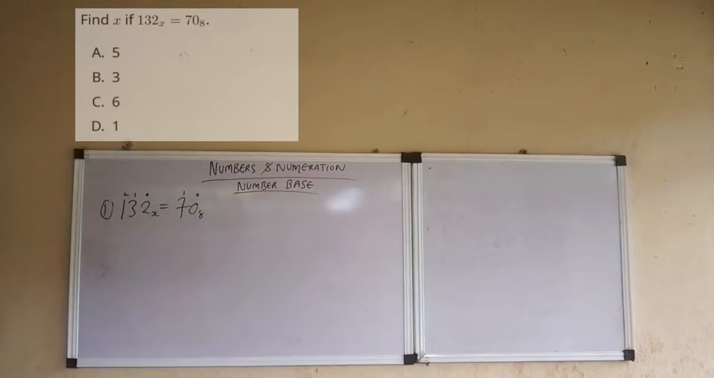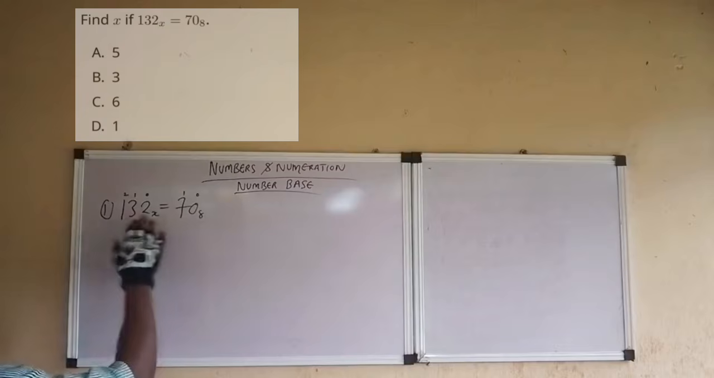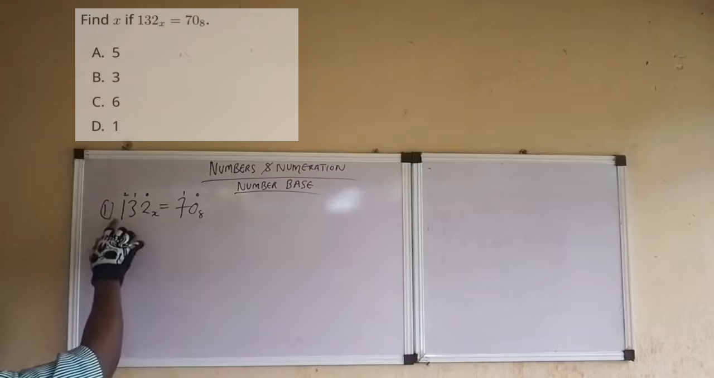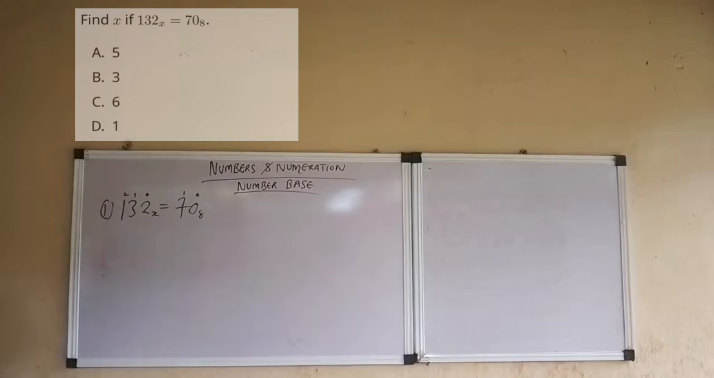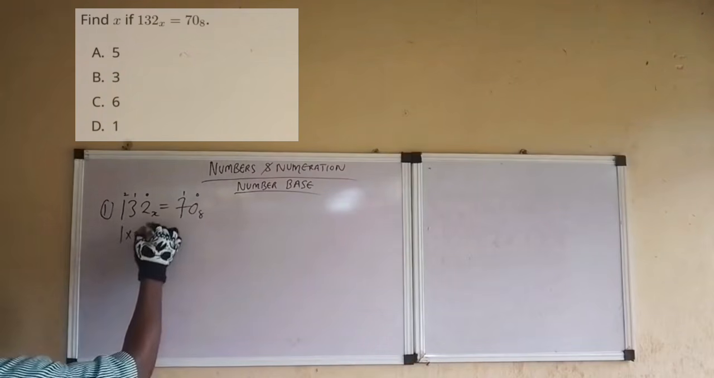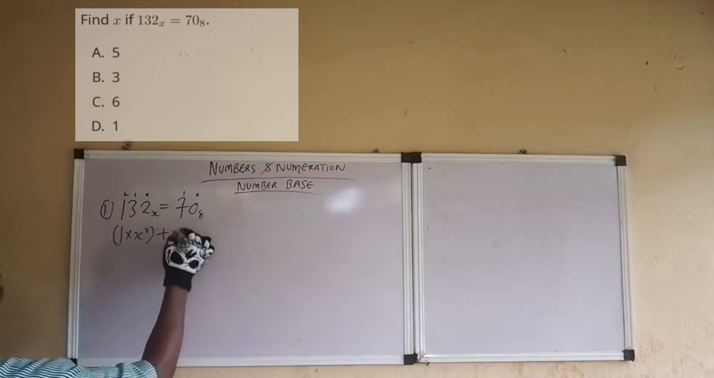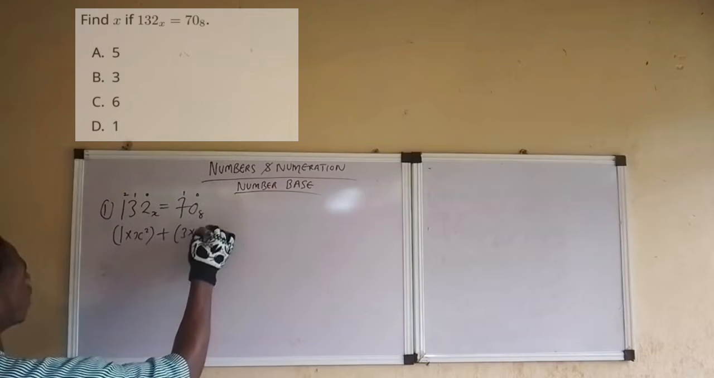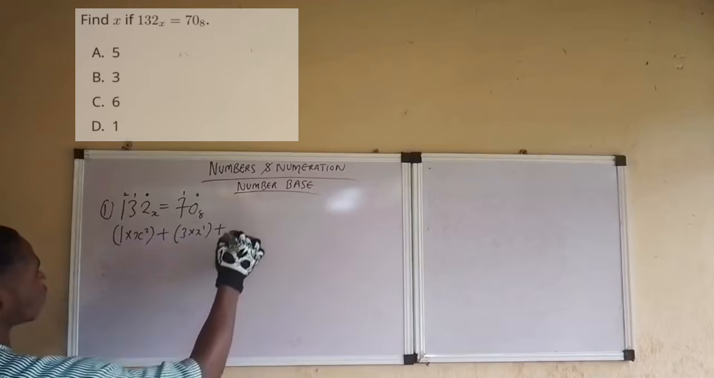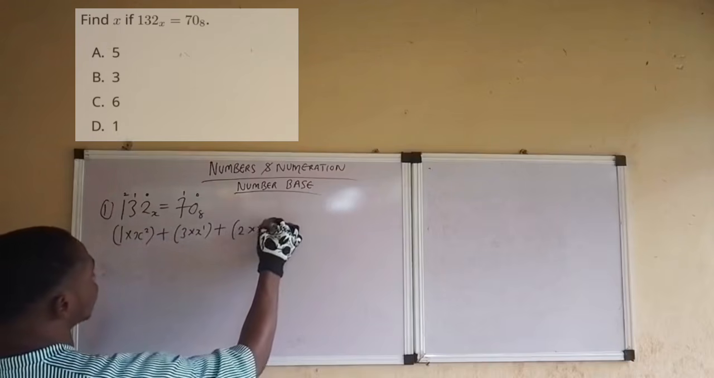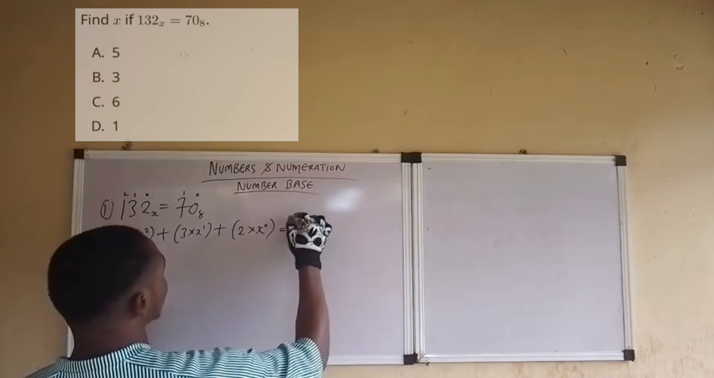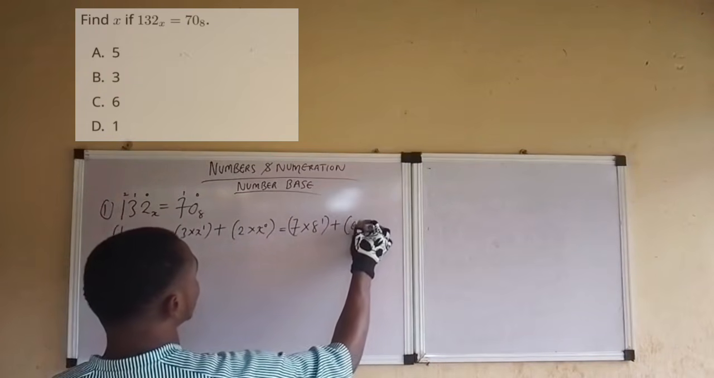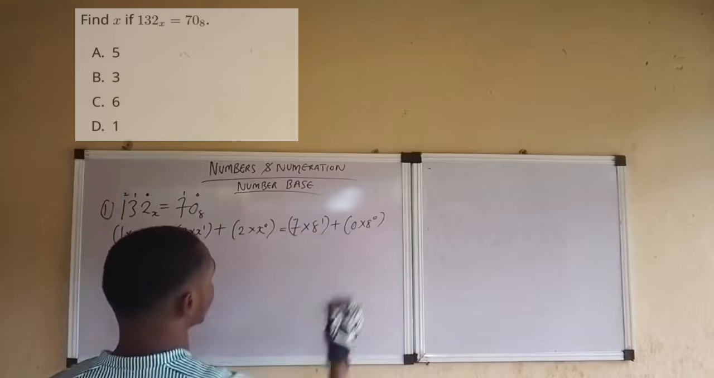Okay? Next, what are you going to do to convert these numbers to base 10? You are going to multiply the number by the base and raise the base to the power that is written on that number. So here's what I mean. We have 1 times x raised to power 2 here. That's the first number. Plus 3 times x raised to power 1 plus 2 times x raised to power 0 equals to what? 7 times 8 raised to power 1, plus 0 times 8 raised to power 0.